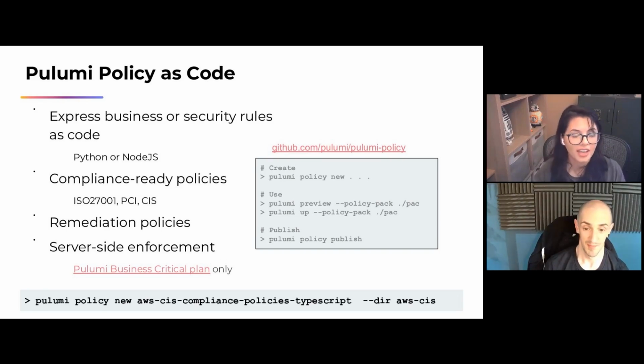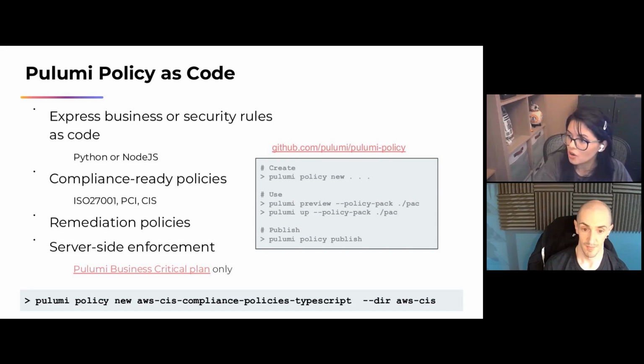Well, if that's not the case, you can have a remediation policy that goes ahead and adds the missing tags to your cloud resources. So that can be very powerful at times. There is more of a business critical feature here, which is server-side enforcement. So for our case here, what we're going to do is essentially enforce things from the application side of things by adding a command to ensure that we are compliant.